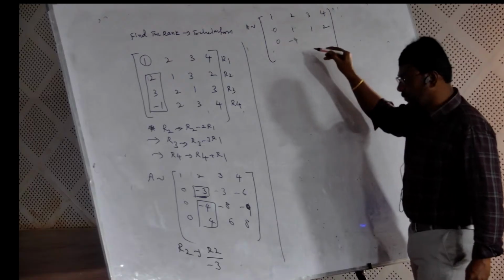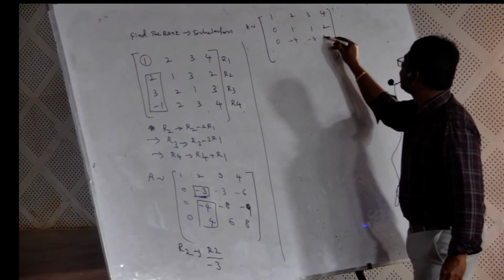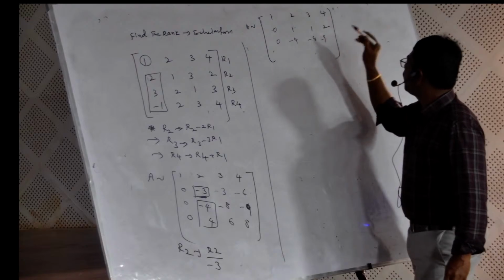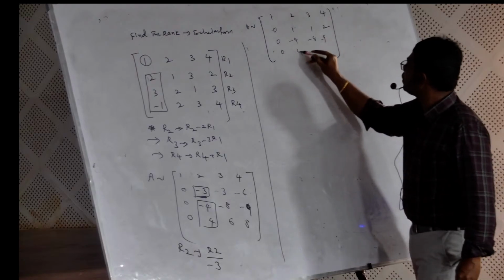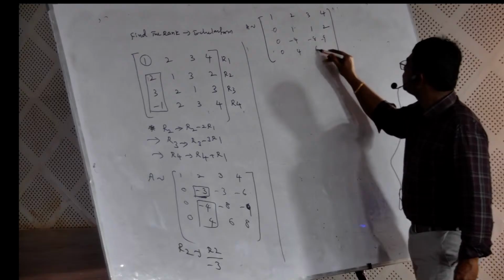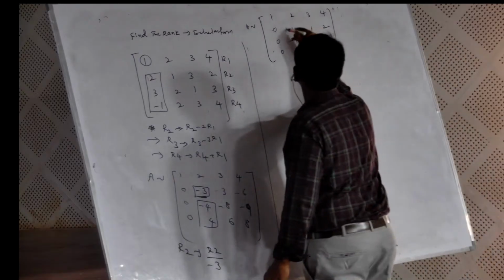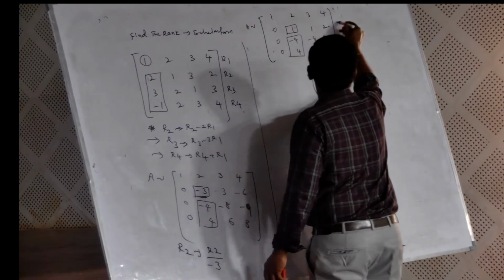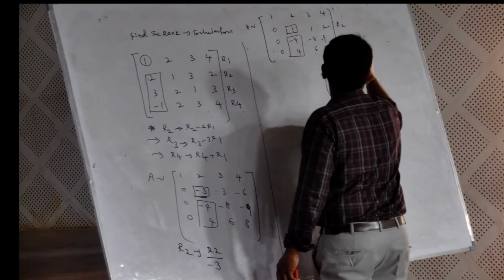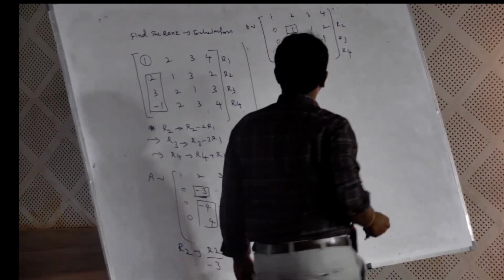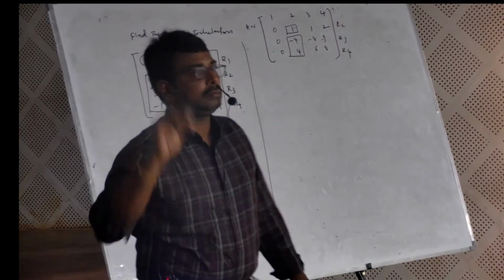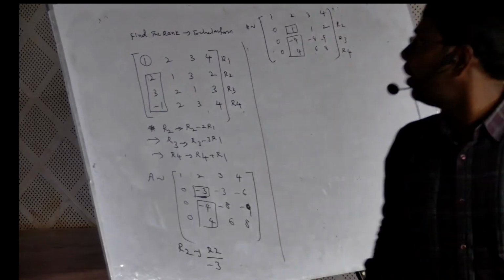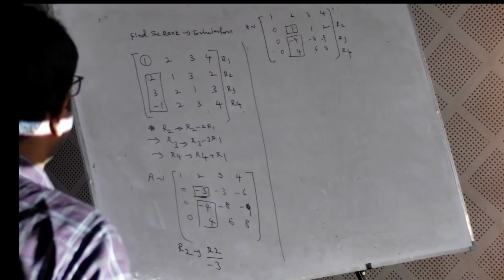0, minus 4, minus 9, 4, 6, 8. Now, using the second row element 1, we must convert the minus 4 and plus 4 to zeros. Tell me what are the row operations?